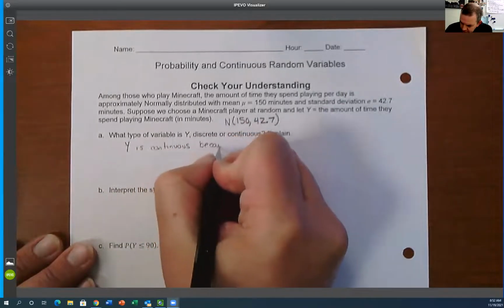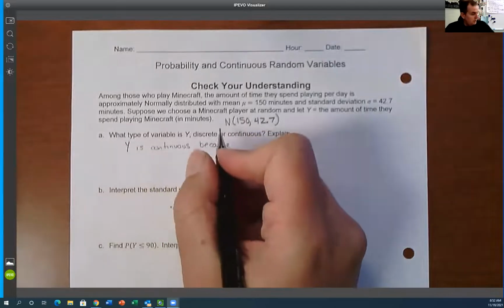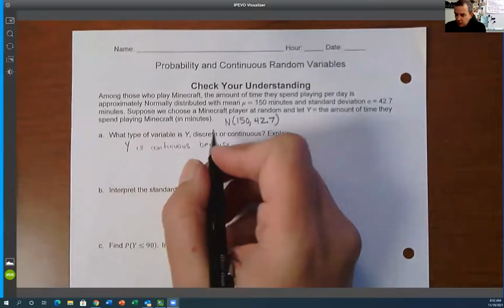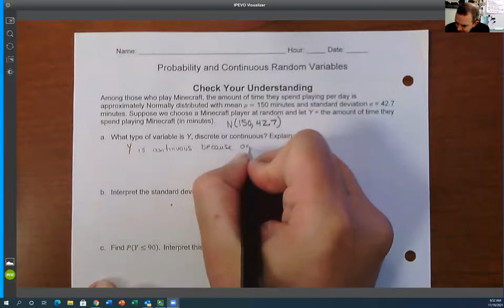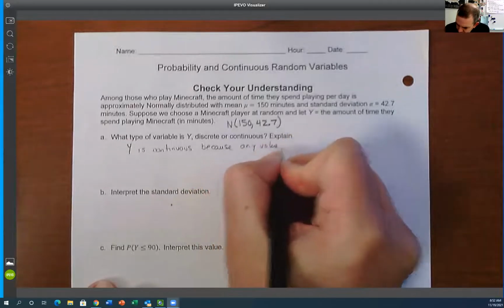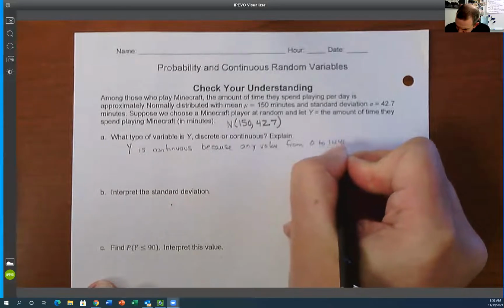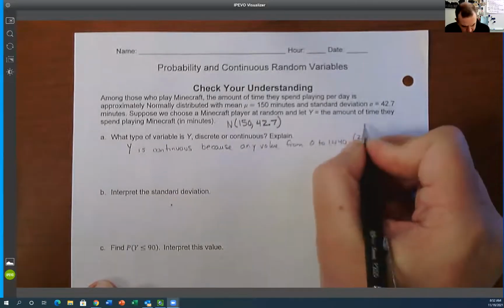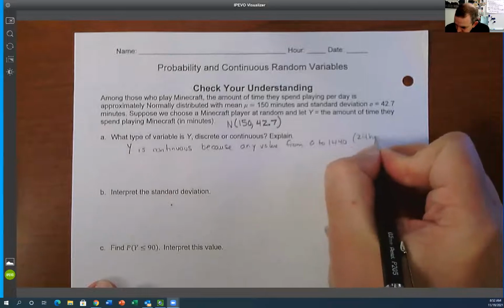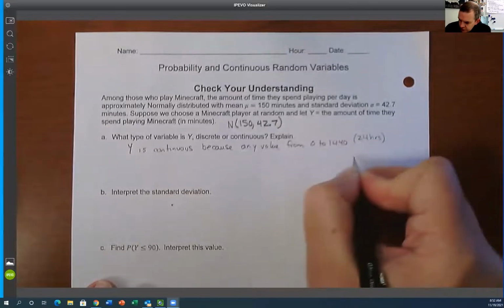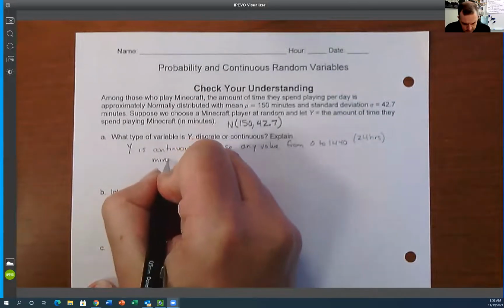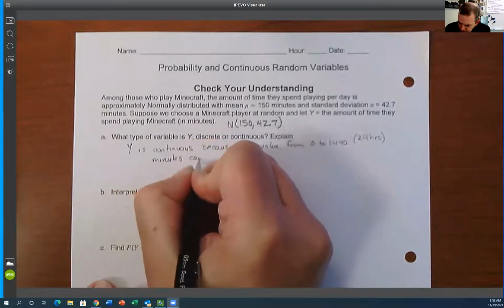because what we can do in this case is have any value from 0 to 1440. And 1440 is because there are 24 hours in a day, and that's how many minutes there are. So 0 to 1440 minutes can be spent playing Minecraft.